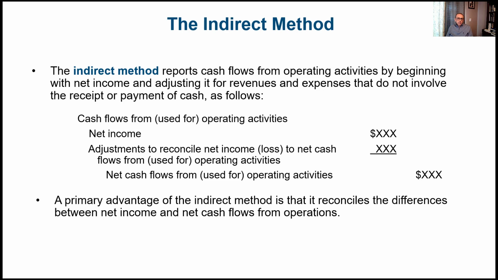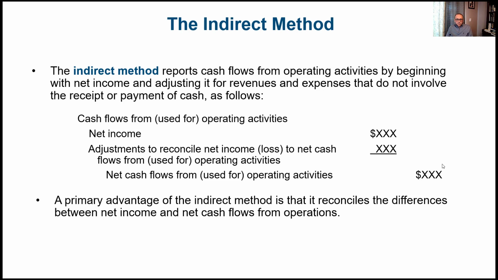The indirect method reports cash flows from operating activities by beginning with net income and adjusting it for revenues and expenses that do not involve the receipt or payment of cash. So we start with net income, which we get from the income statement, and there's no way we can prepare the statement of cash flows using the indirect method unless we have the income statement prepared already. Then we make some adjustments to reconcile net income or loss to net cash flow from or used for operating activities. This value has to be equal to the direct method. It's just a different way of presenting it.